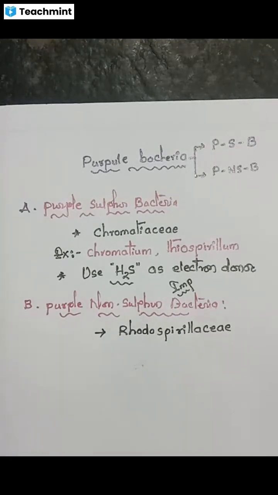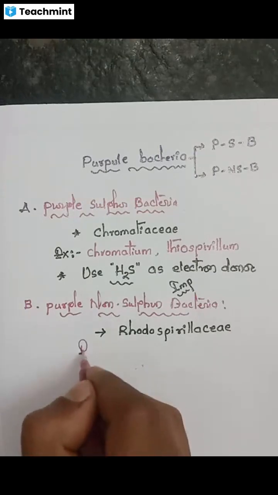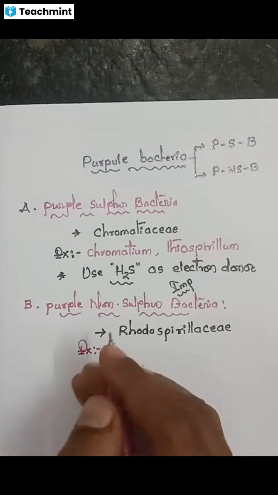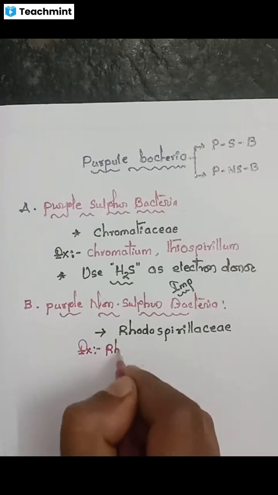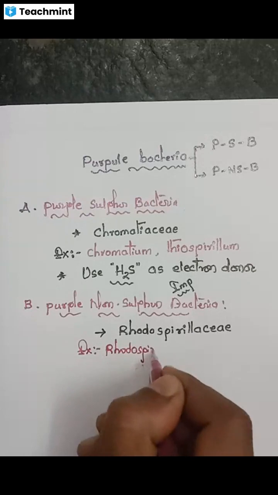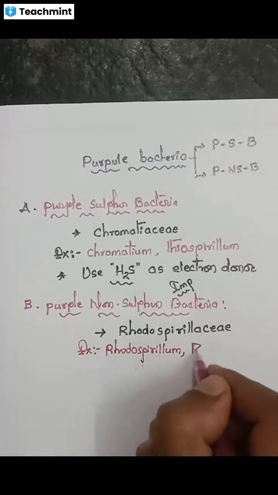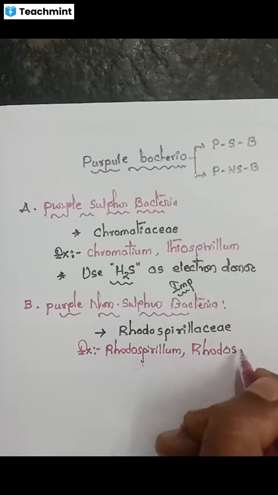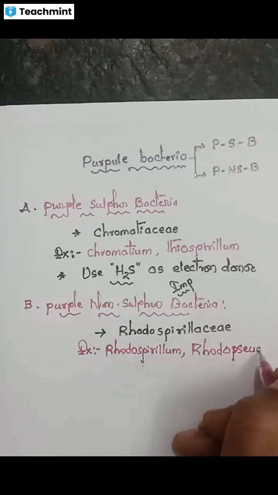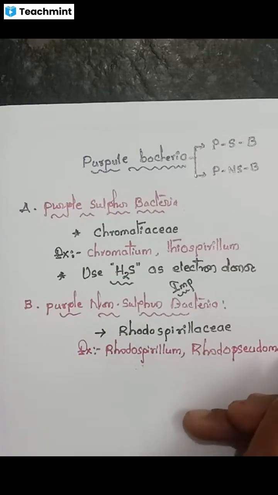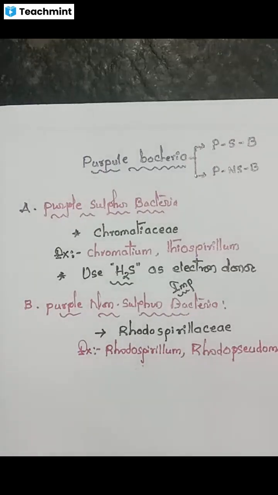So the common purple non-sulfur bacteria are Rhodospirillum and Rhodopseudomonas. They are the most common type of purple non-sulfur bacteria.